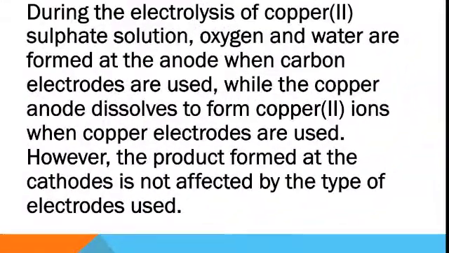During the electrolysis of copper(II) sulfate solution, oxygen and water are formed at the anode when carbon electrodes are used, while the copper anode dissolves to form copper(II) ions when copper electrodes are used. However, the product formed at the cathodes is not affected by the type of electrodes used.